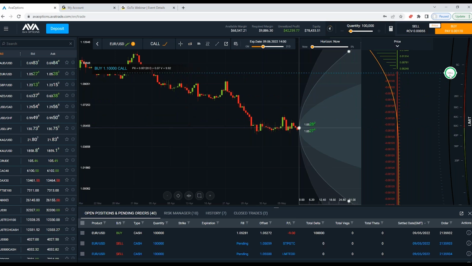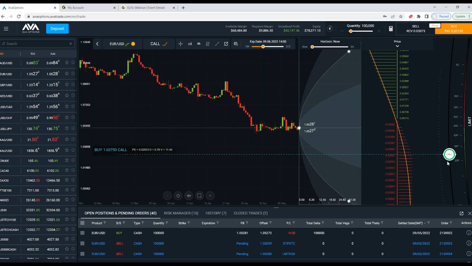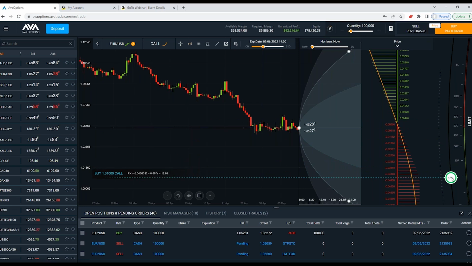And you see it in the diagram. A deep in the money option costs a lot because it's already in the money. It already has intrinsic value.